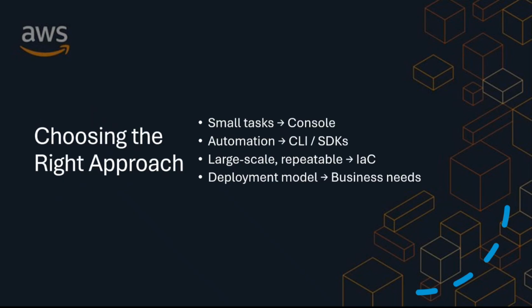Here's a quick decision guide. For small ad hoc tasks, use the console. For automation and scripting, go with the CLI or SDK. For large-scale repeatable deployments, IaC is the best choice. And when it comes to deployment models, align with your business needs, whether that's full cloud, hybrid, or on-premises.